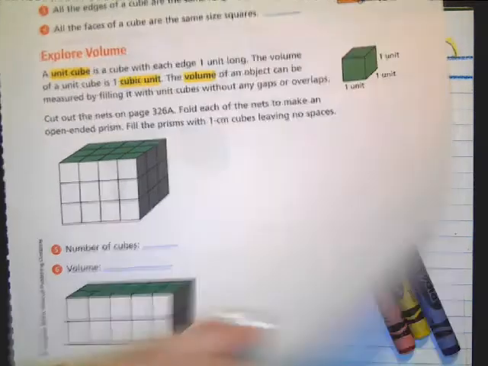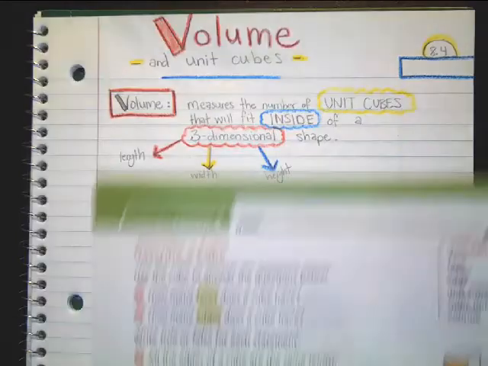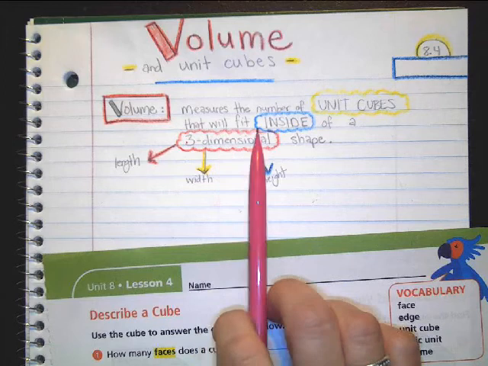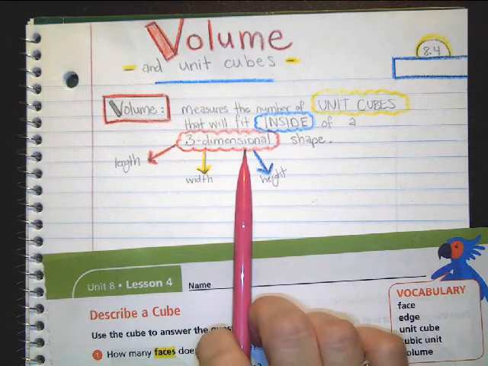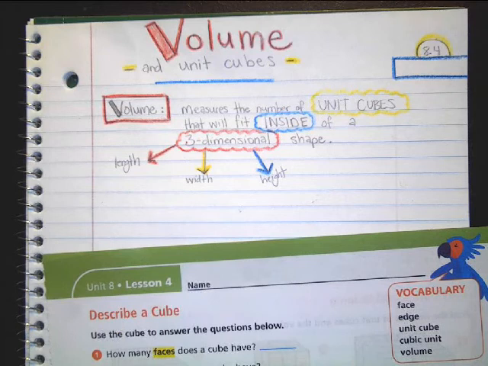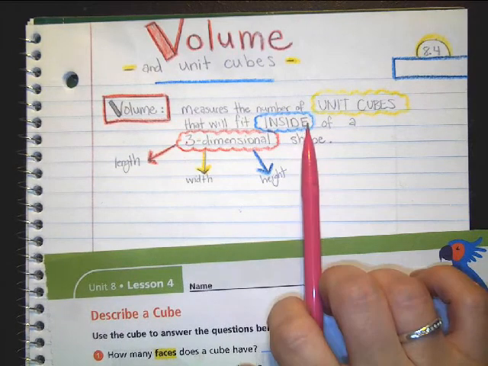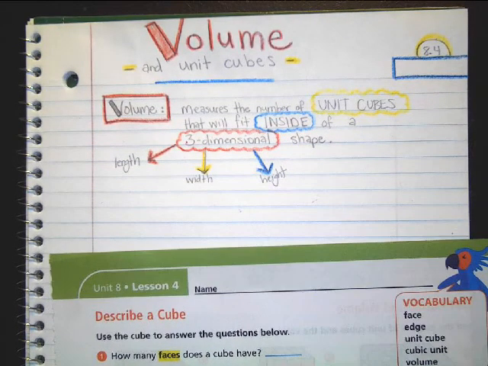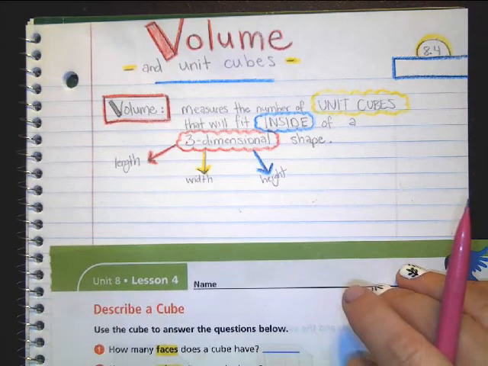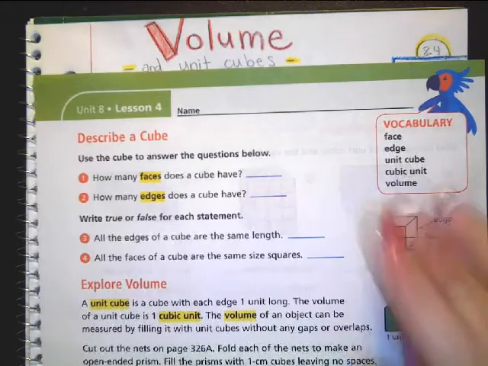Okay, let's first begin on page 325. So now that we know volume is to try to find the number of unit cubes that will fit inside of a three-dimensional shape, we're not talking just about a square or a rectangle anymore. We're talking about things like rectangular prisms and cubes and anything like that we can fit something inside of. Okay? So when we talk about cubes and rectangular prisms, we need to understand a few things about them. So let's go ahead and answer these questions.